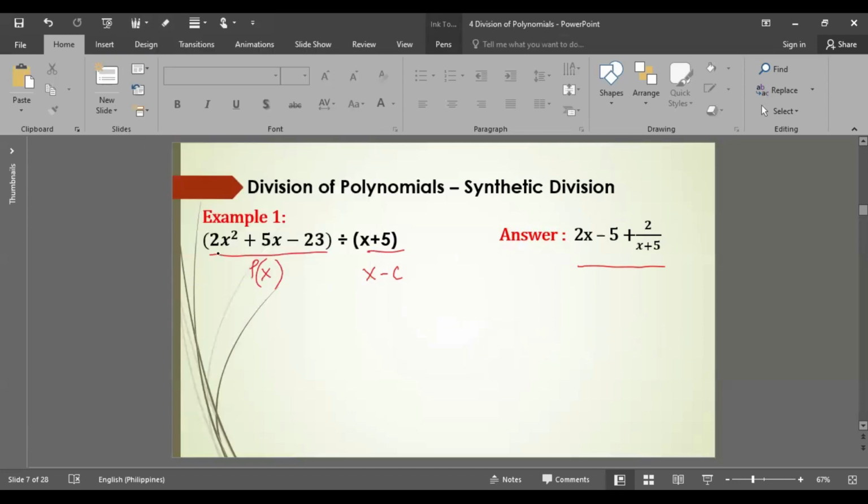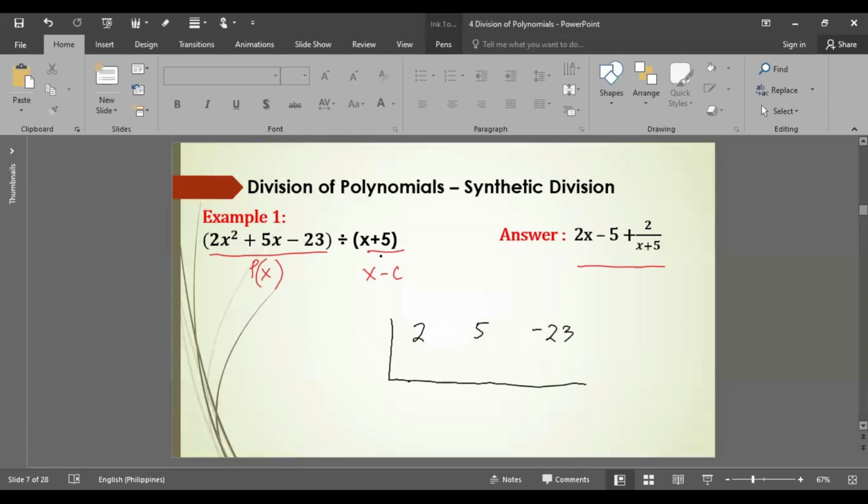So, we have the first numerical coefficient, which is 2. Then, copy also the second numerical coefficient, it's 5. Then the last numerical coefficient is negative 23. Then you have to draw lines forming like this. Then anong ilalagay natin dito? You have to put here the value of C. So what's the value of C here again?